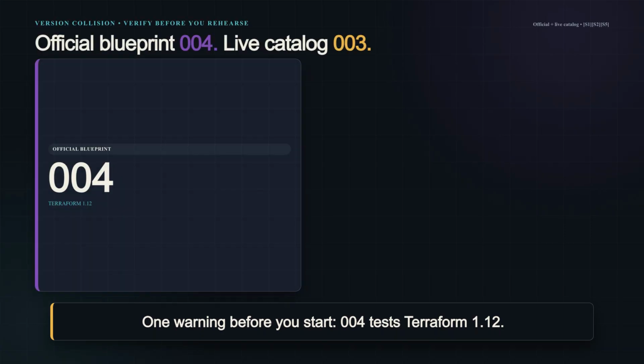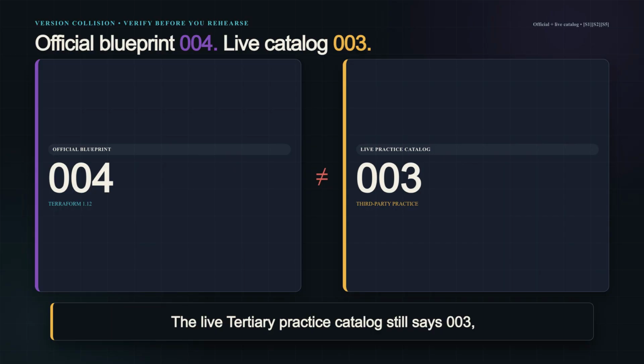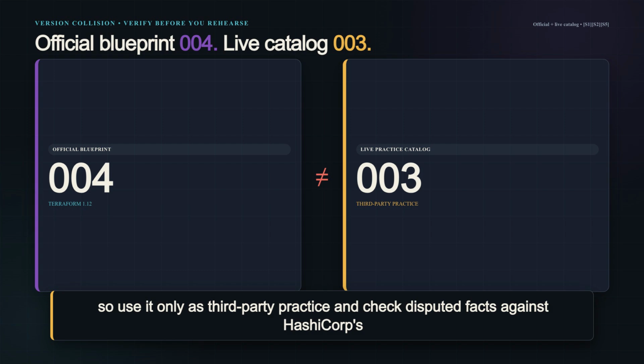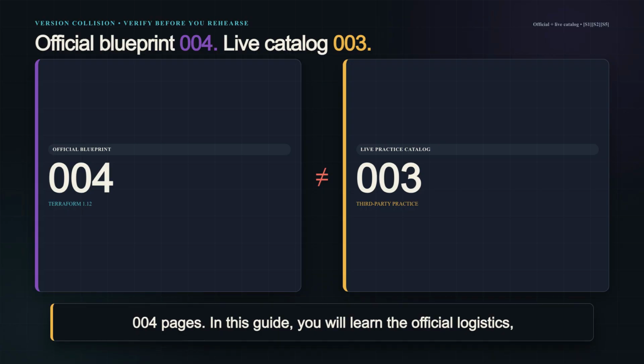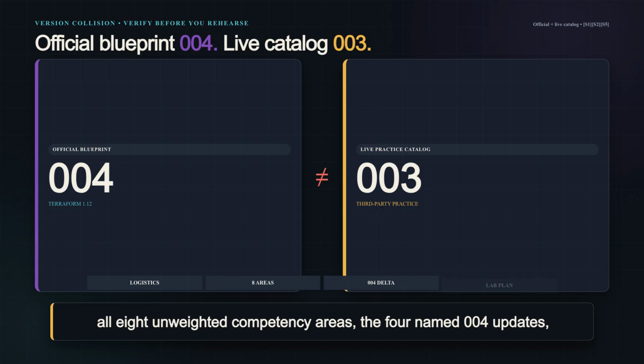One warning before you start: 004 tests Terraform 1.12. The live tertiary practice catalog still says 003, so use it only as third-party practice and check disputed facts against HashiCorp's 004 pages. In this guide, you will learn the official logistics, all 8 unweighted competency areas, the 4 named 004 updates, and a practical lab plan.